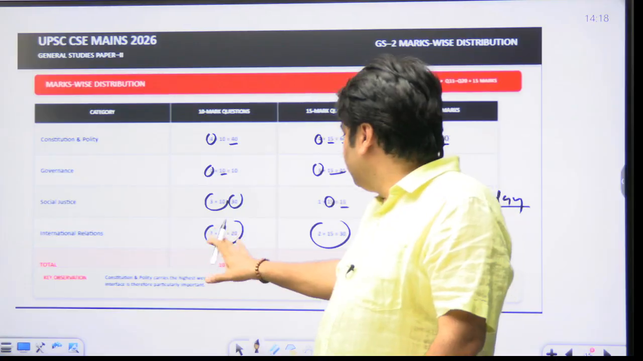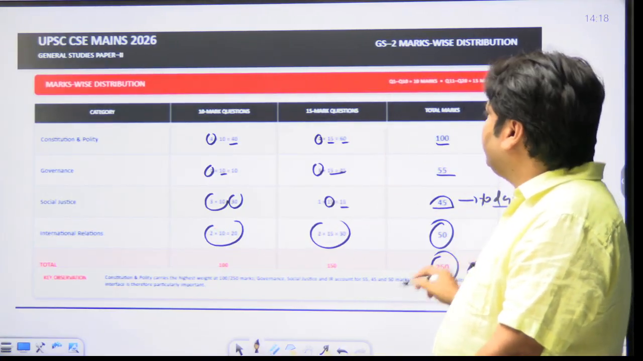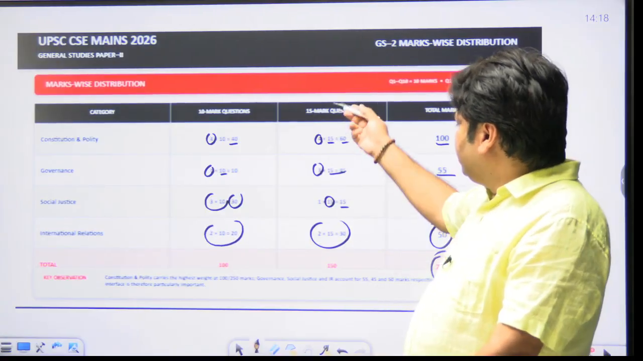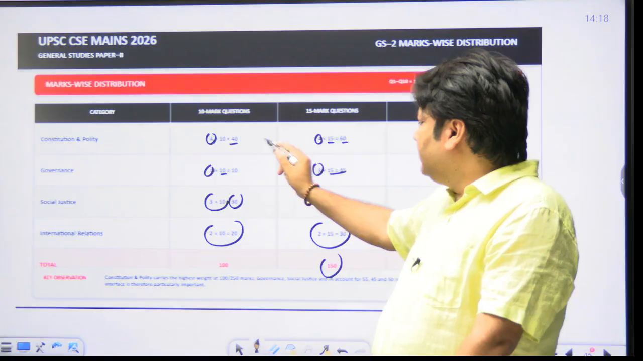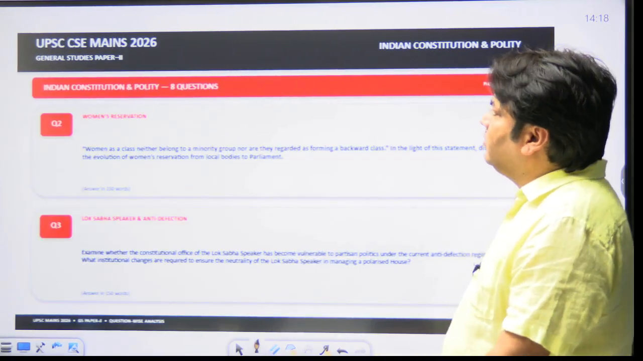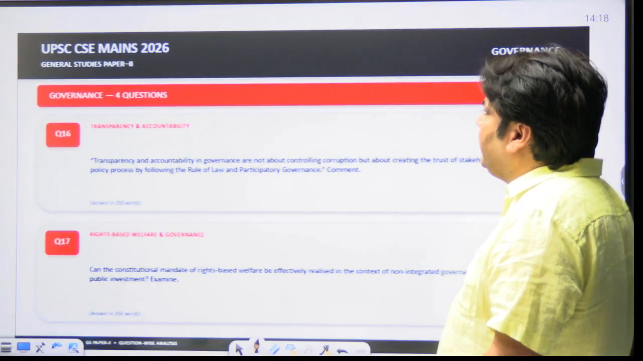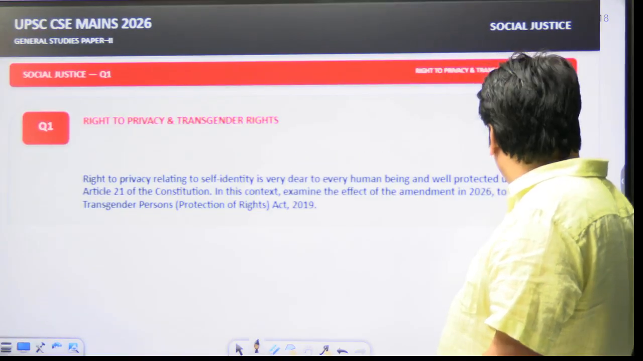In this way, 20 plus 30 is equal to 50 marks. So the total marks is 250, right? And 10 15-marker questions and 10 10-marker questions. So this is the distribution of marks in your paper. So basically we have to discuss today Indian society and social justice questions.